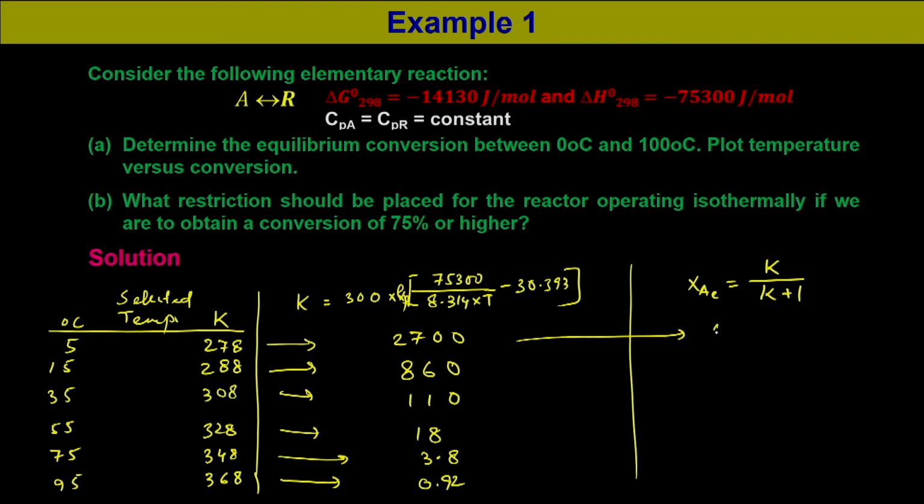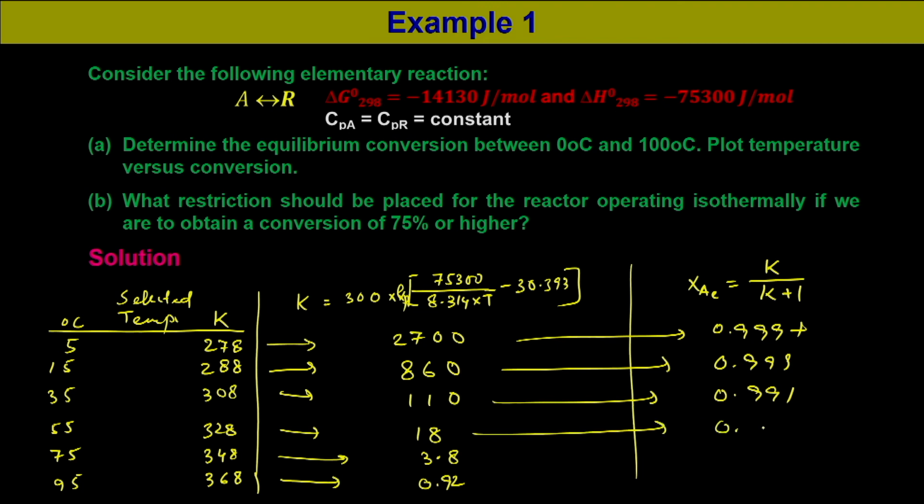This would be close to 1, and this is about 0.999, then this is about 0.991, this is 0.949, this is about 0.791, and this is about 0.48.